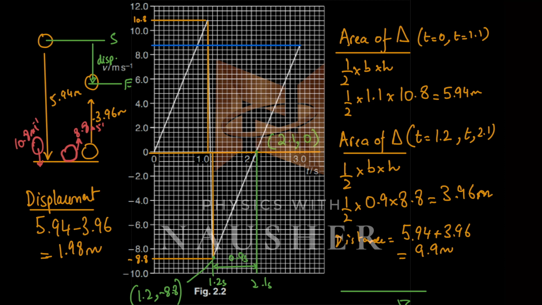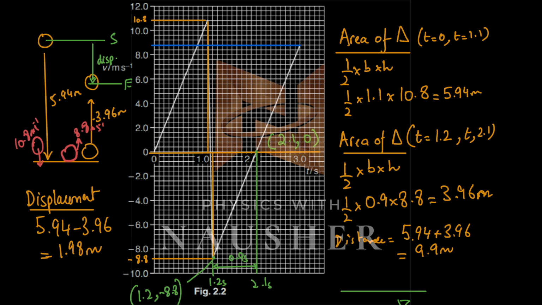So area of the triangle from t equals 0 to t equals 1.1. Half into base into height, half into 1.1 into 10.8. That gives me 5.94 meters. So 5.94 meters is the distance that I've traveled when going down. Now, how much distance did I travel when going up? So that started at 1.2 seconds, that journey. And when did that journey end? That journey ended at 2.1 seconds.